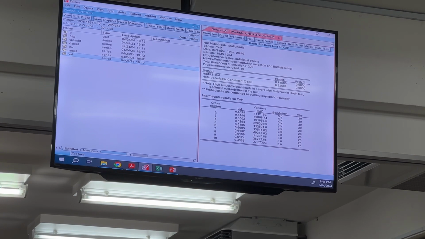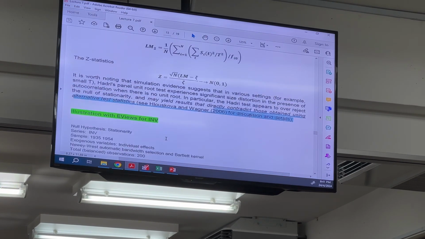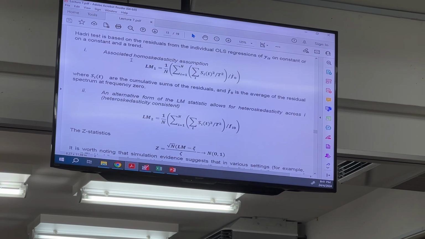There are two tests here. So what is the difference? One assumes homoscedasticity, the other is heteroscedastic. The first one is associated with the homoscedastic assumption. The other one allows for heteroscedasticity across the cross sections. So you see the difference in LM1 and LM2.